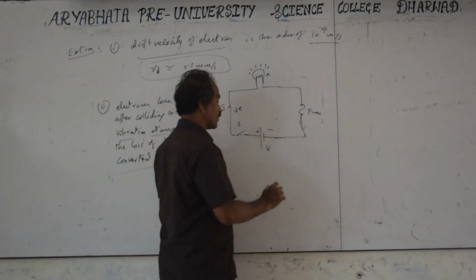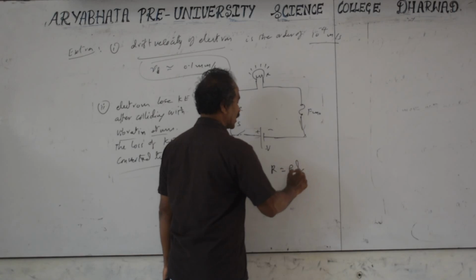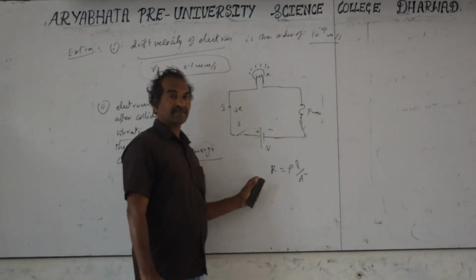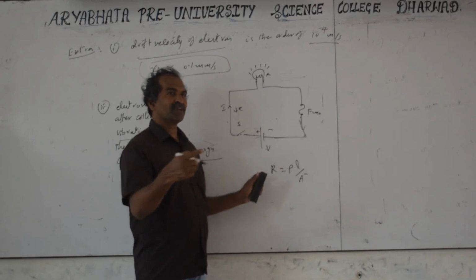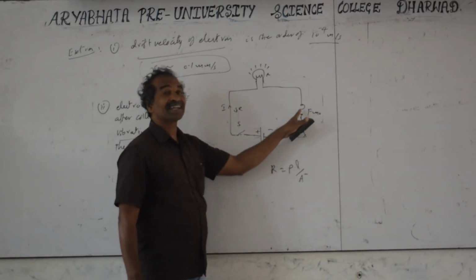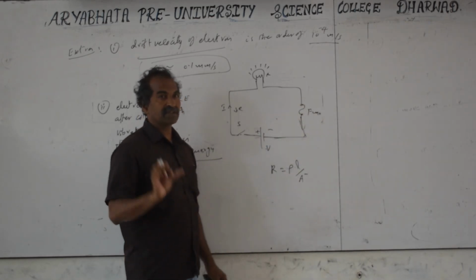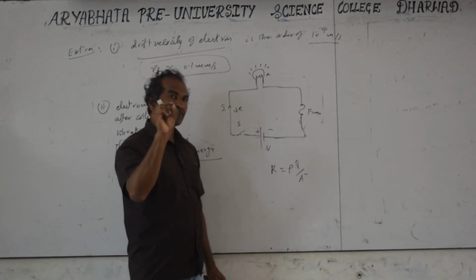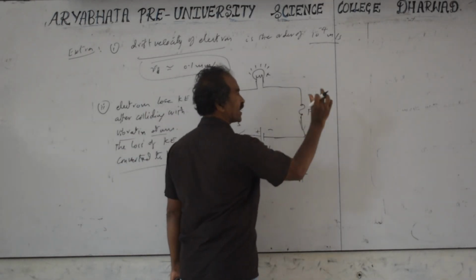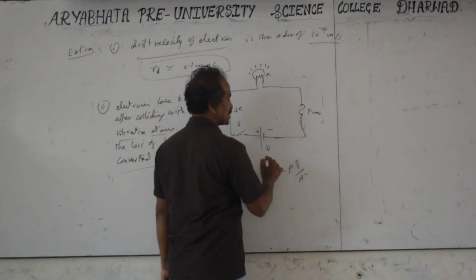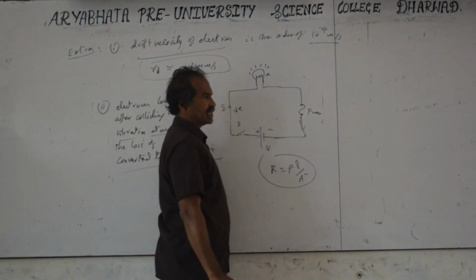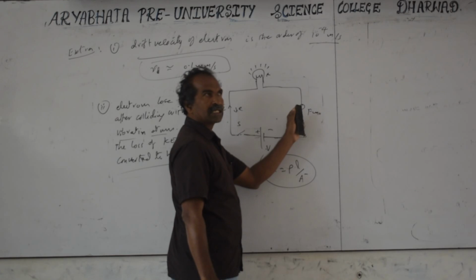Why? Because R equals rho into L by A. More thickness means more area of cross section, hence less resistance. More resistance means more loss of heat energy, converted into heat. So the thickness determines how much current each fuse can withstand. On a fuse it will be written 1 ampere, 2 ampere like that. Thickness changes the resistance, and the melting point is fixed for that wire. Generally it is an alloy of lead and tin.